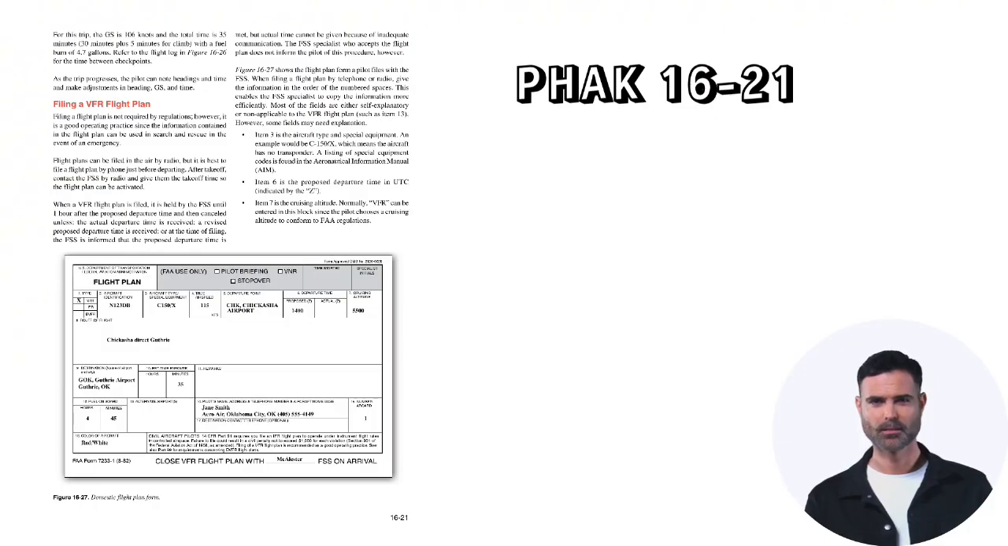For this trip, the GS is 106 knots, and the total time is 35 minutes: 30 minutes plus 5 minutes for climb, with a fuel burn of 4.7 gallons. Refer to the flight log in Figure 1626 for the time between checkpoints. As the trip progresses, the pilot can note headings and time and make adjustments in heading, GS, and time.